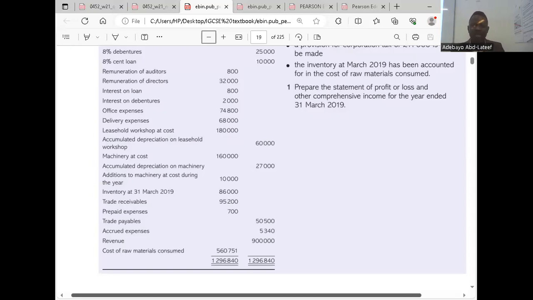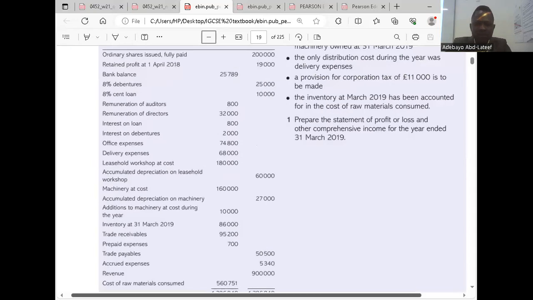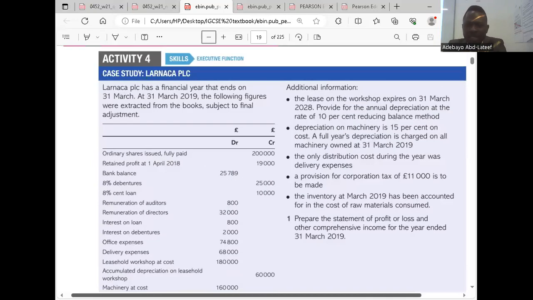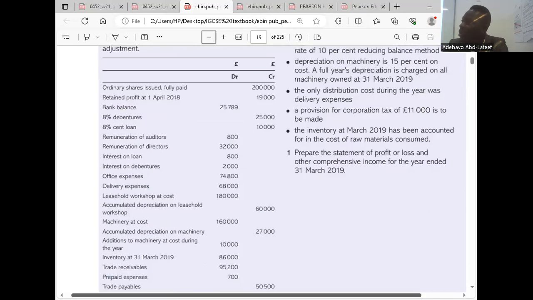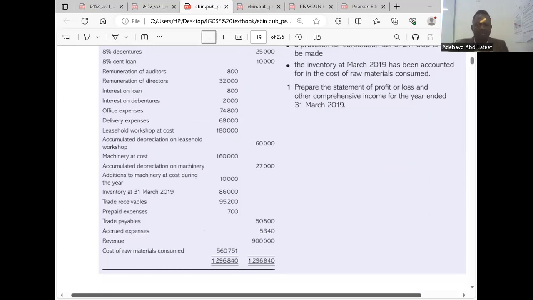Inventory at 31 March. This is where I want you guys to say something. Based on the additional information, they said the inventory at March 2019 has been accounted for in the cost of raw material consumed. So we have the figure here, but we're not going to add it anymore because it's part of our cost of raw material consumed. Do you get the information there? Okay. Then we move on.